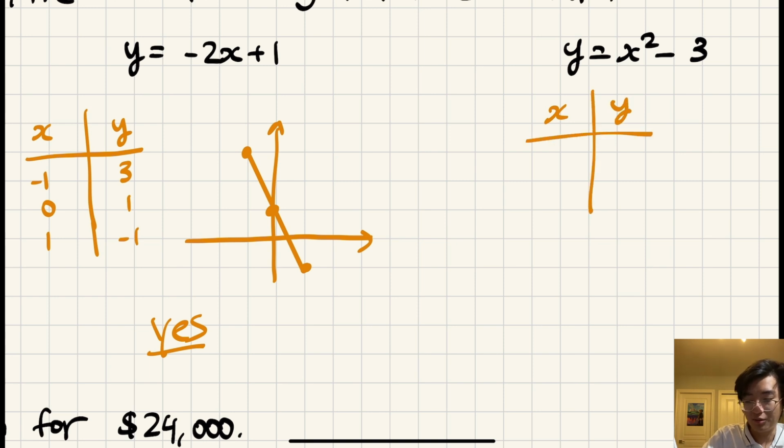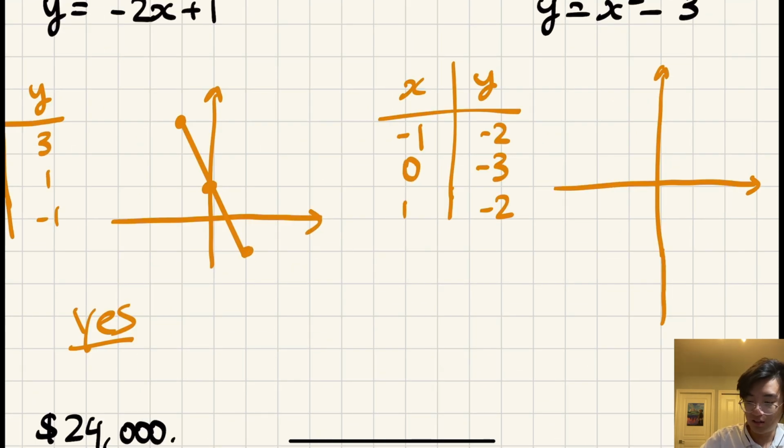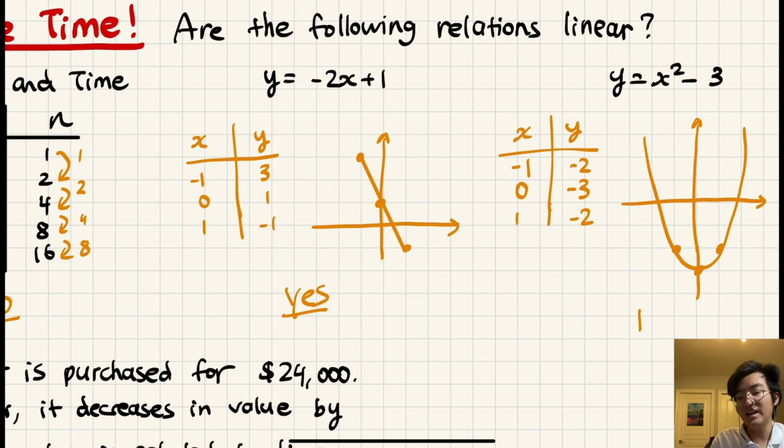Let's just do 3 points here. If it's 0, then it's -3. If it's -1, that's -1 squared minus 3, which is 1 minus 3, which is -2. Positive 1 squared, same thing, it's also -2. Got 0 and -3, so that's down here. 1 and -2 is right here. -1, -2 will be right here. Okay, so it will look something like that. And it's not a straight line, so it is not a linear relation.